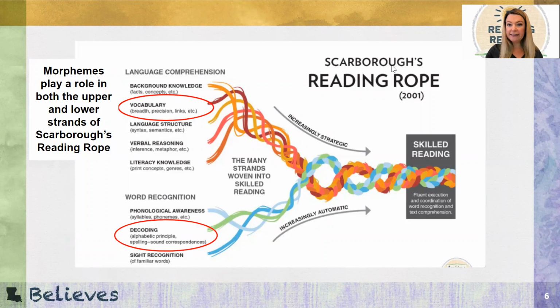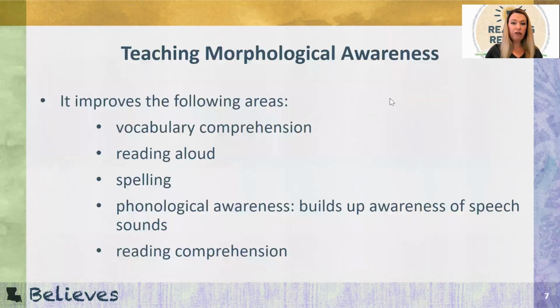We reviewed the fact that this is Scarborough's reading rope, and we said that morphemes are extraordinary, especially because they play a part in both the upper and the lower strand of the reading rope. So you're able to kind of tag team or double team 2 separate strands in helping students to become more skilled readers. Teaching morphological awareness, we said, improves all of these areas.